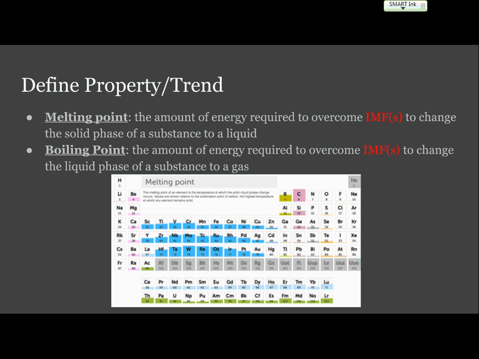Melting point is the amount of energy required to overcome IMFs to change the solid phase of a substance to a liquid. And boiling point is the amount of energy required to overcome IMFs and change it from liquid to gas. Intermolecular forces. So the attraction holding them together. It means attraction.